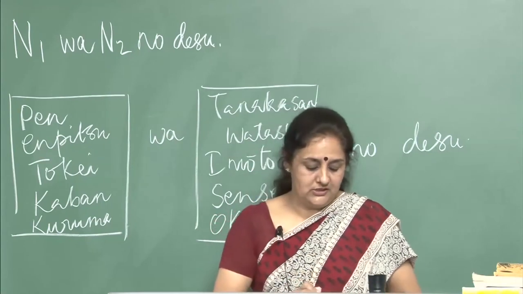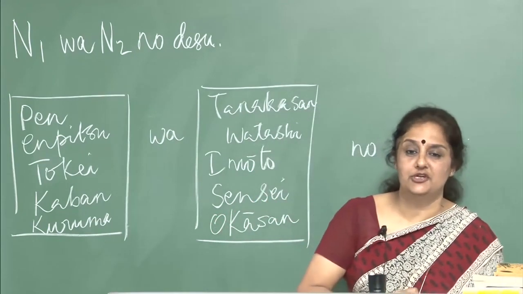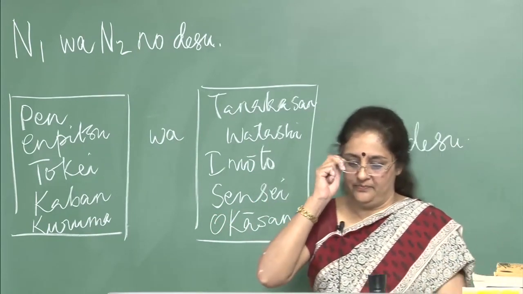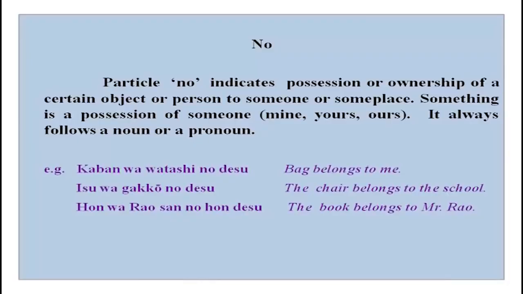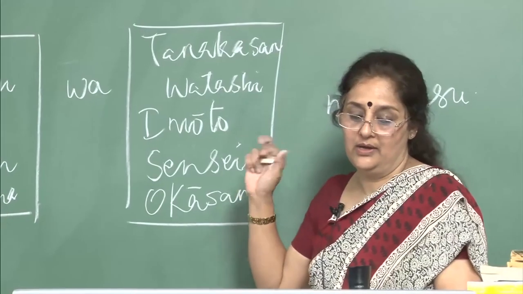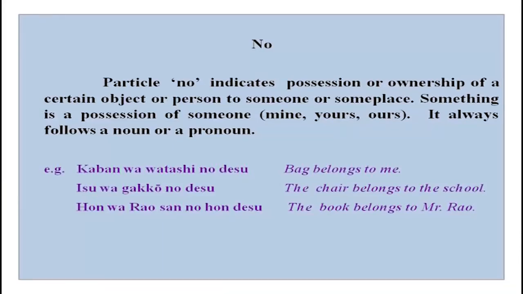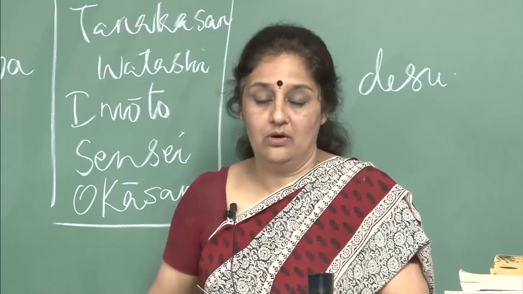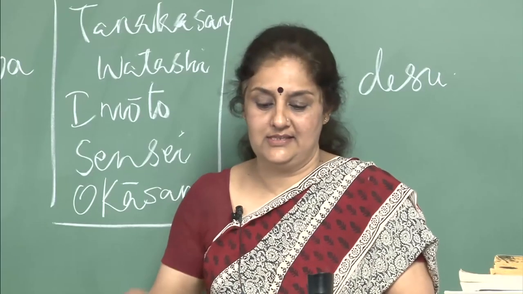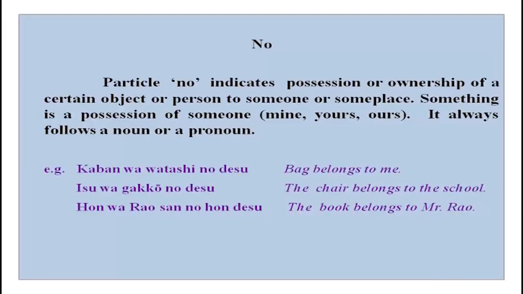Particle no always shows possession, belonging to, ownership of something. As you can see, it's written over here. Something is a possession of someone and it always follows a noun or a pronoun. Kaban wa watashi no desu. Isu wa gakko no desu. The isu belongs to the school. Hon wa Rao san no desu. As is written over here, hon wa Rao san no desu.